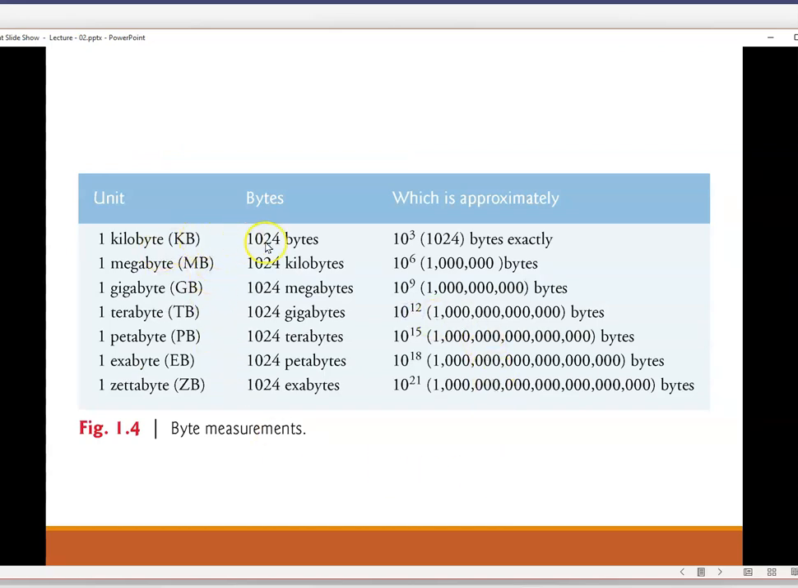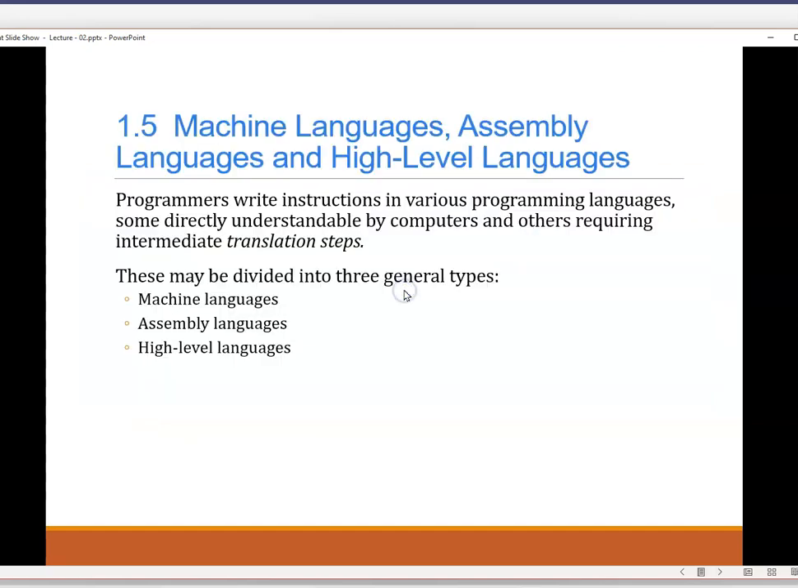1 kilobyte is actually 1,024 bytes. A megabyte is 1,024 kilobytes, and so forth. The interesting thing is that using the K prefix and the M prefix in computers actually is not 1,000, it's 1,024.